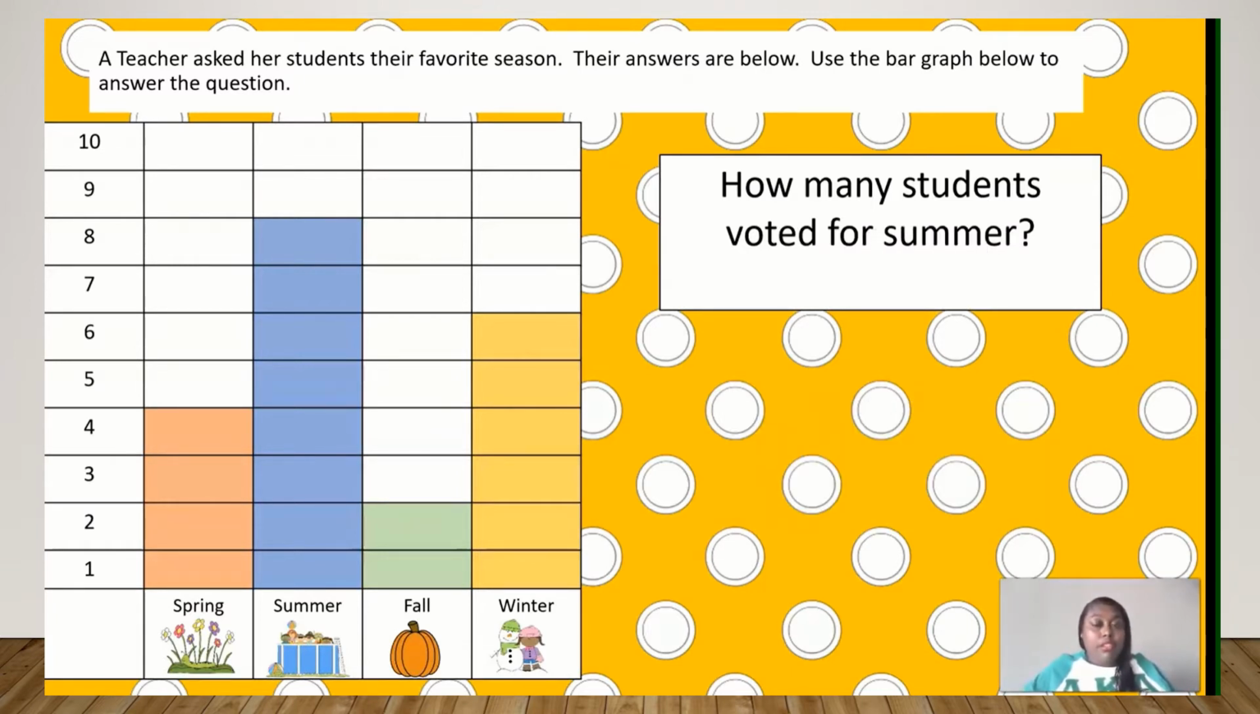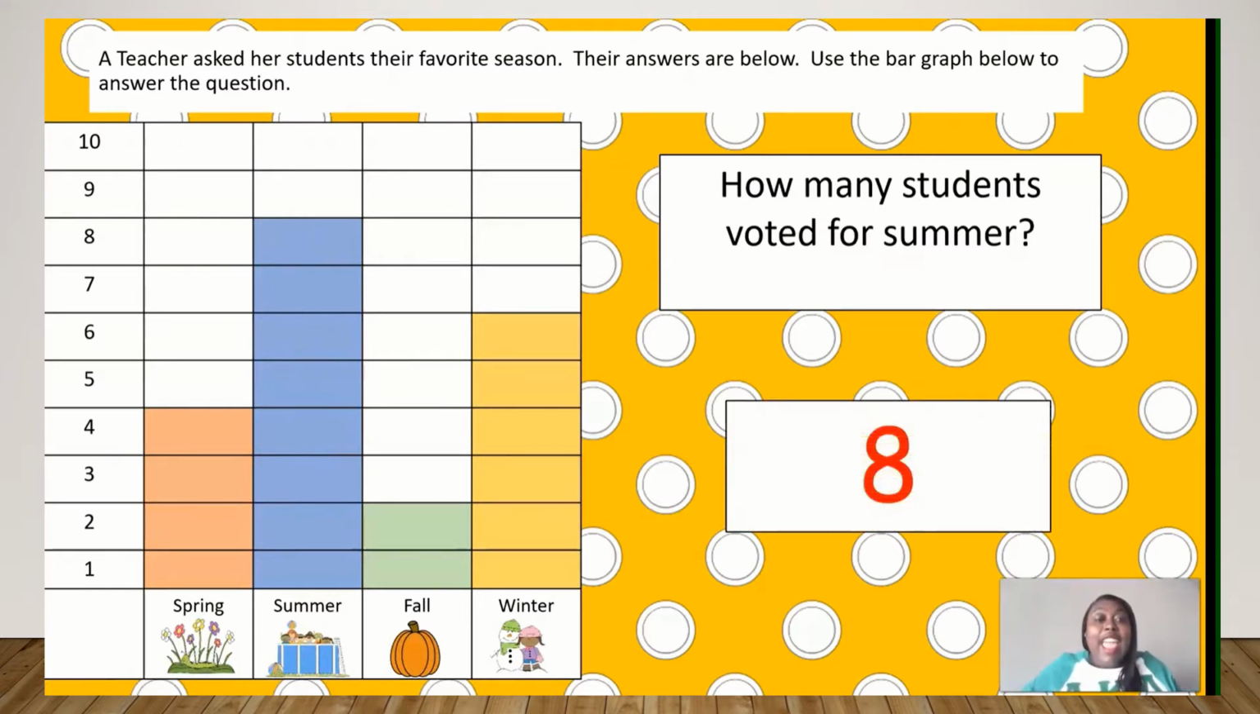Here's the next question. How many students voted for summer? Look at the bottom of the graph. Count the number of squares that are shaded. Count with me. 1, 2, 3, 4, 5, 6, 7, 8. That's right, 8 students like summer. I can tell that more students like summer than spring because more boxes are shaded up.